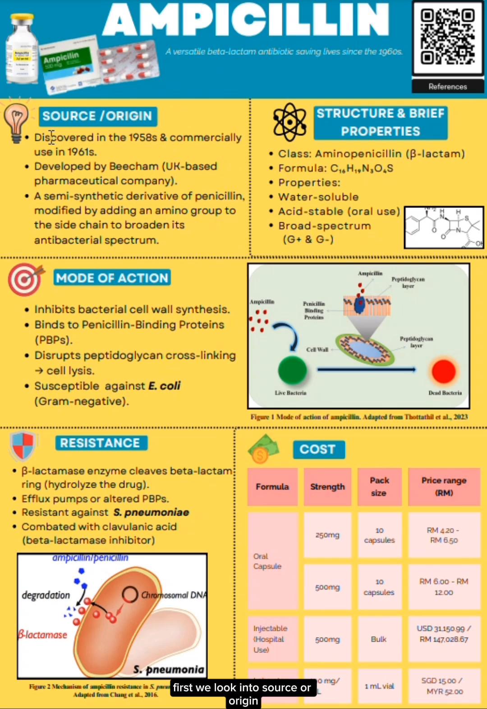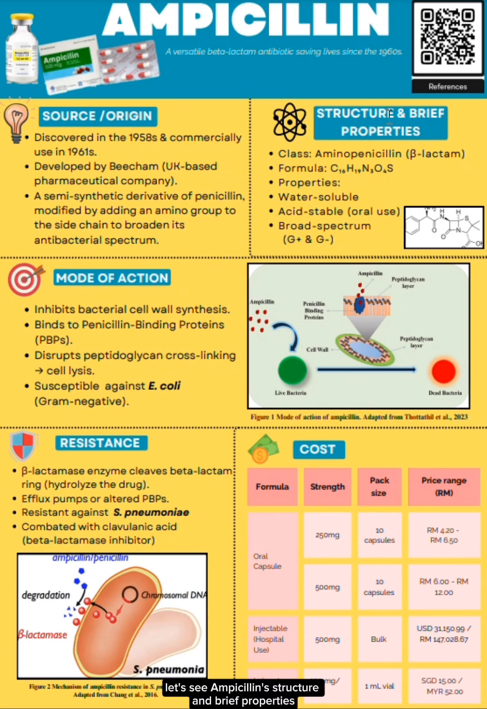First, we look into source or origin. Ampicillin was first discovered in late 1958 and made available for commercial use in 1961. It was developed by Beecham, a pharmaceutical company based in the UK. What is interesting is that it is a semi-synthetic form of penicillin, meaning scientists modified natural penicillin by adding an amino group to the side chain. This change helped expand its action against a wider range of bacteria.